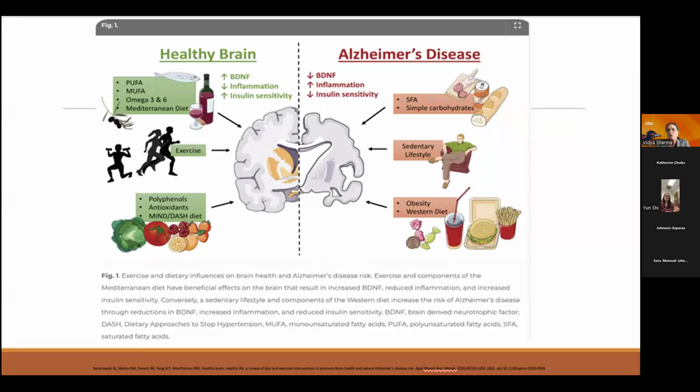And then simple carbohydrates. So you're looking more at refined grains. This is basically anything which does not have added fiber. So when you're looking at white bread, white rice, anything that is refined, that's basically predisposing to more inflammation and more predisposition to cognitive related issues.